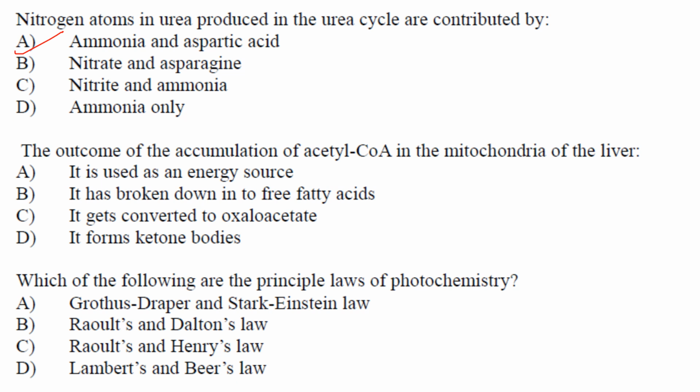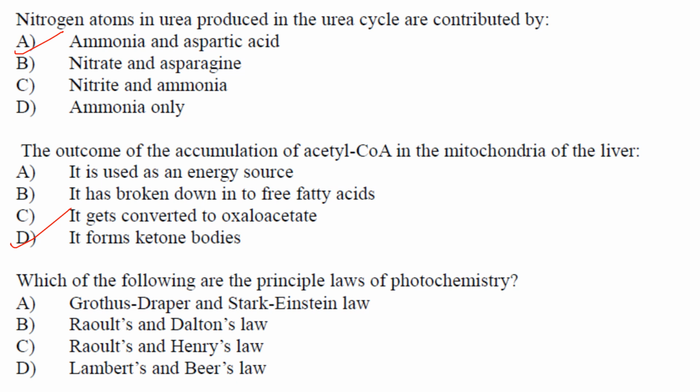The outcome of the accumulation of acetyl-CoA in mitochondria of the liver. So when acetyl-CoA accumulates in the liver, it is converted to ketone bodies by ketogenesis. A. Acetyl-CoA can enter the citric acid cycle and act as an energy source, but this is not the outcome when they are accumulating. So A is not correct. It is broken down into free fatty acids, again not correct. It gets converted to oxaloacetate, not correct. It forms ketone bodies. So D is the answer.